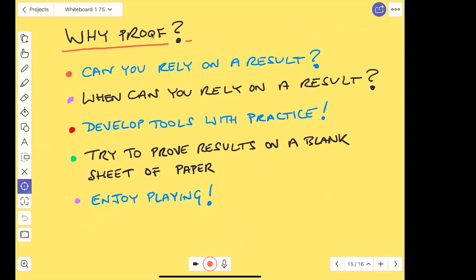Proof matters. You need to know when you can rely on a result. You develop tools with practice. I'm not claiming proof is easy at all. It's practice. And do try to prove results on a blank sheet of paper, and do enjoy playing with things.